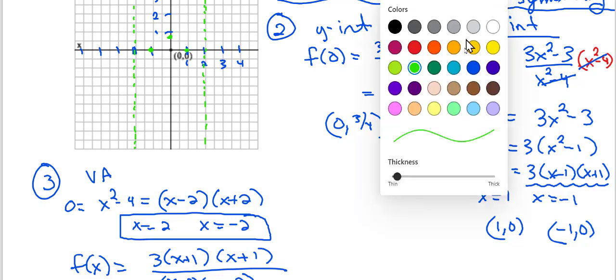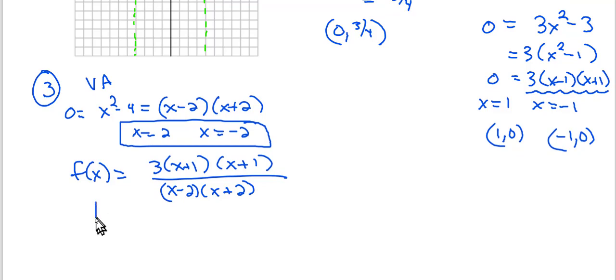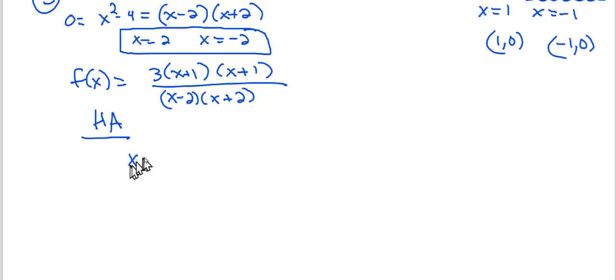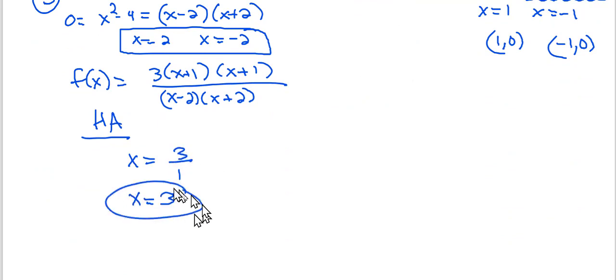Okay, we need a horizontal asymptote, or to find if there is one. Remember, we need to compare the degrees of these. The degree of the numerator is 2. The degree of the denominator is also 2. When they are the same, we look at the ratio of the leading coefficients. My horizontal asymptote will be y equals 3 over 1, or y equals 3.